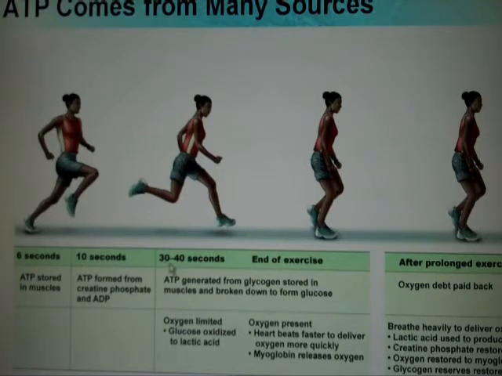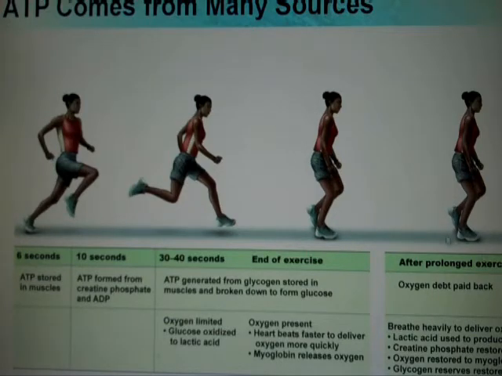Between 30 and 40 seconds, you're going to be breaking down glucose and glycogen through this process called glycolysis, and that's going to provide you with some energy. If you continue to exercise, now hopefully there's enough oxygen present and your heart beats faster, you can deliver oxygen more quickly, your body will use that oxygen for aerobic respiration, producing enough energy for you to continue to exercise.